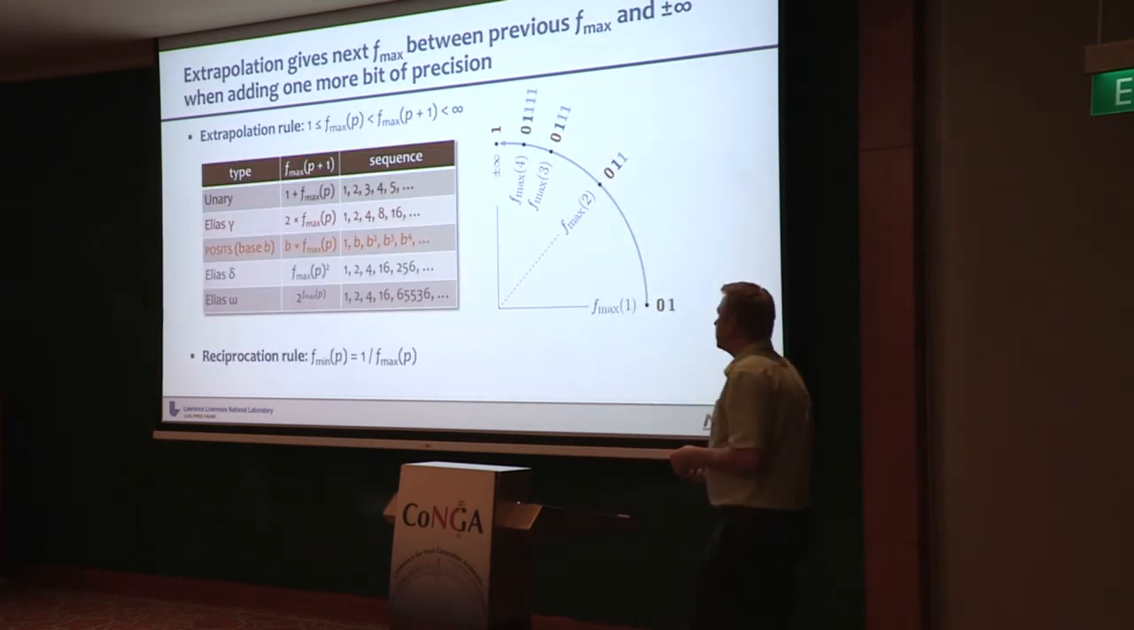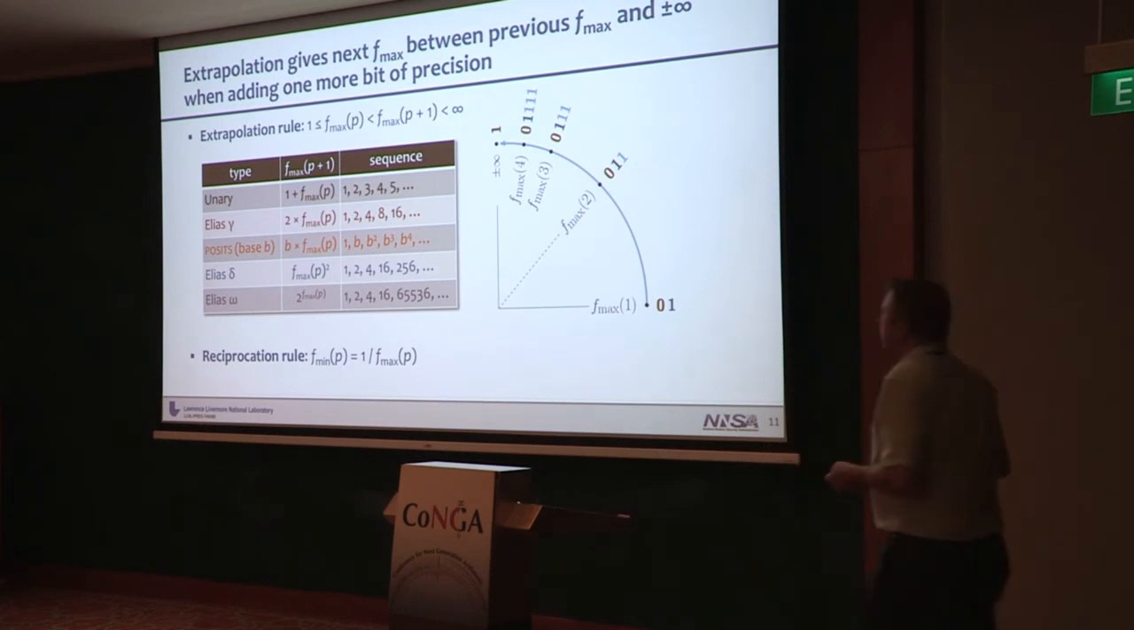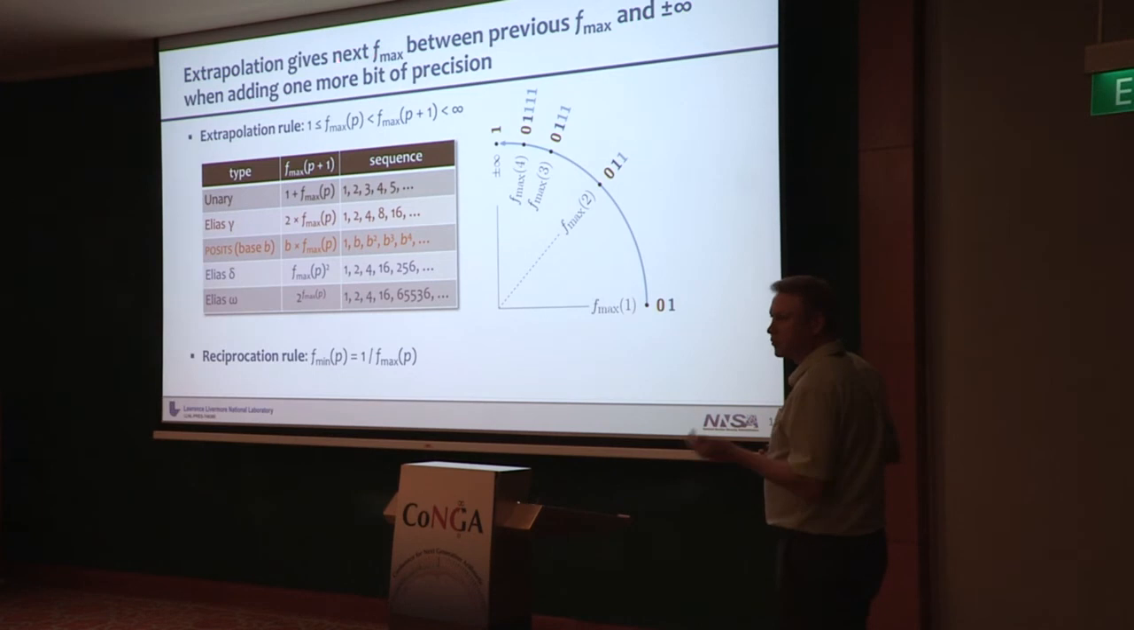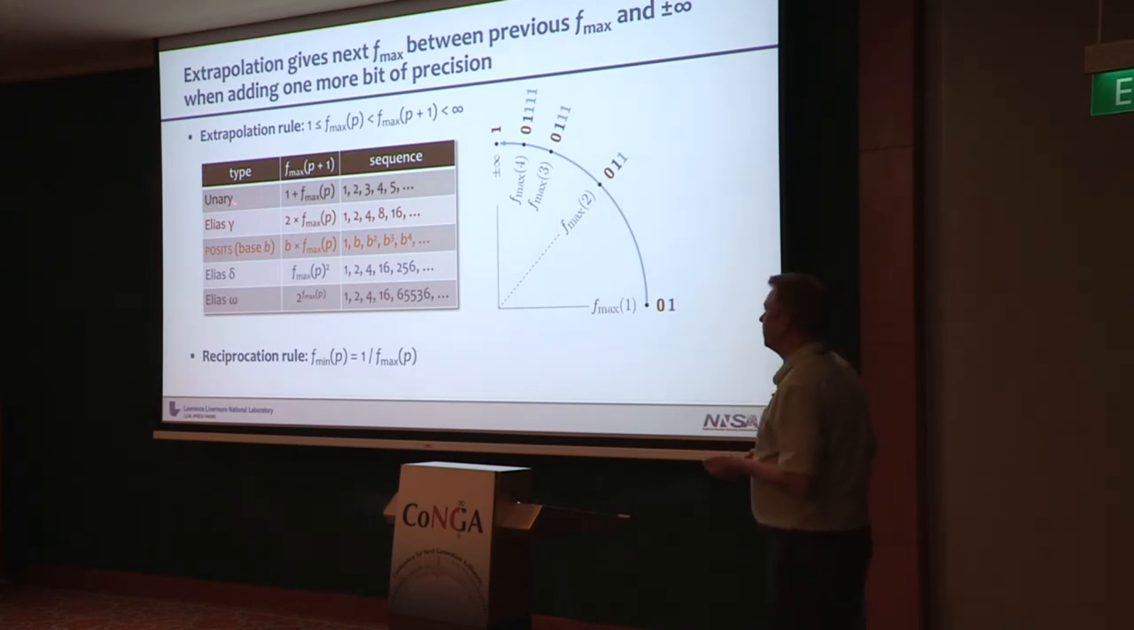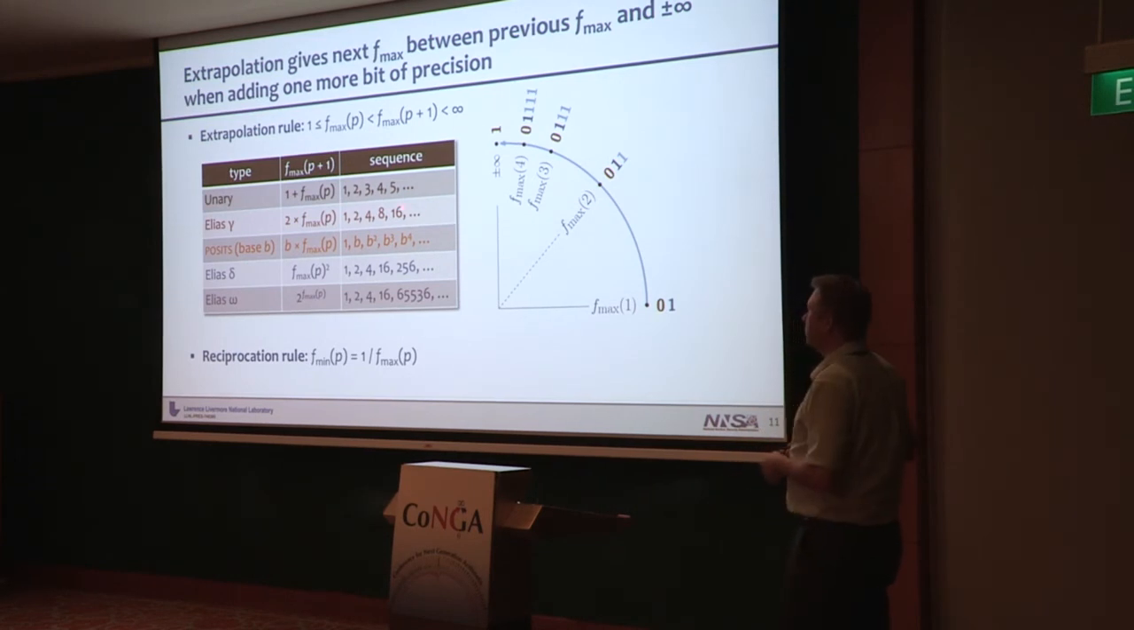So the first one is the extrapolation rule. The idea here is that we're starting with some Fmax, the largest floating point number represented using p bits of precision. We want to go to p plus 1 bits of precision. How do we do that? Well, I've written down the simple rules here for the different types that we talked about so far. I've also added unary as a very simple representation. So for unary, if we had an x max previously, to get to the next one, we just add 1. So we get these sequences of largest integers for increasing precision: 1, 2, 3, 4, 5, etc.